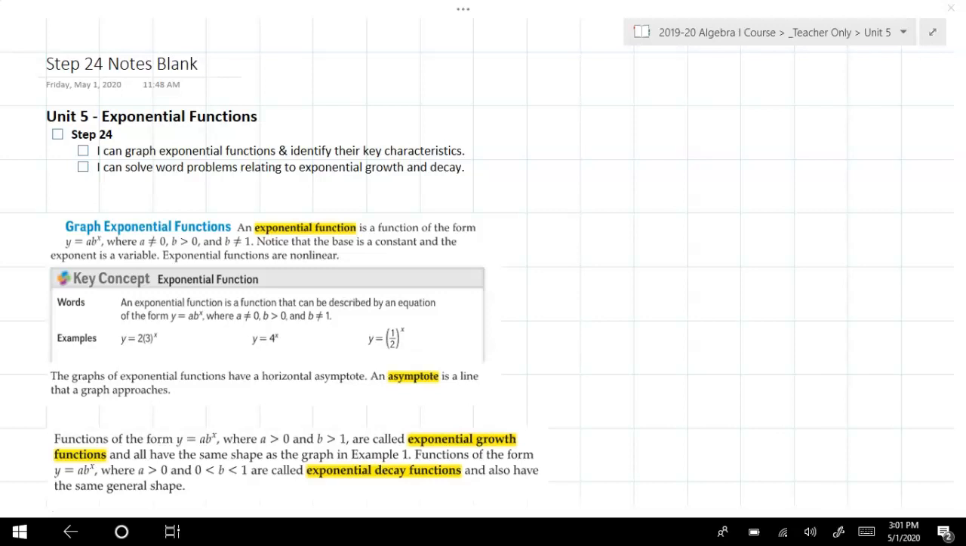We're going to graph the exponential functions and identify their key characteristics, and then we're going to solve word problems relating to exponential growth and decay. So what is an exponential function?